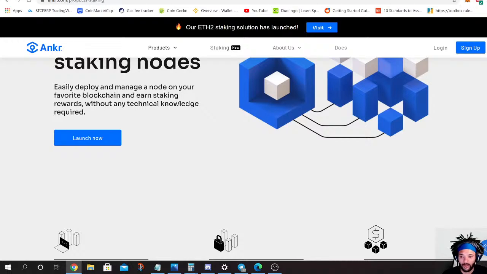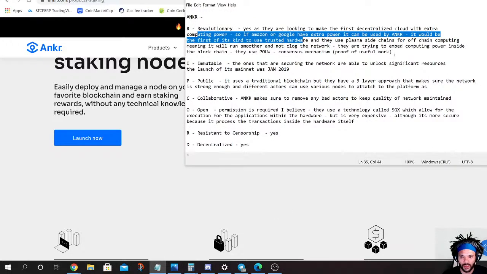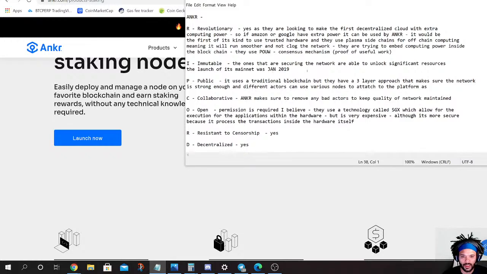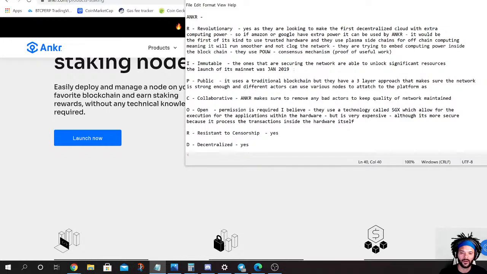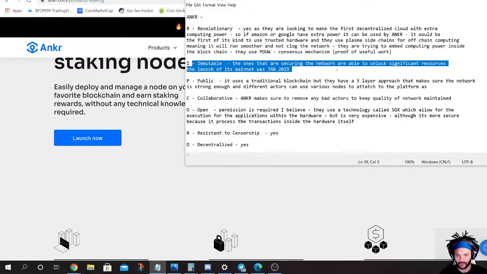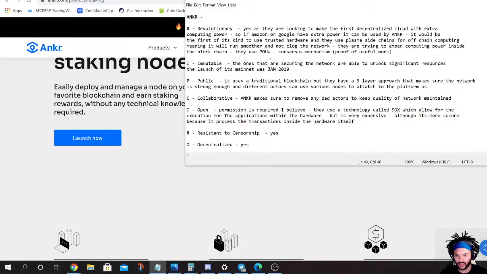All right, so going back to ANKR, going back to our notes, let's pull up what we look. So is it revolutionary? Yes. Is it immutable? The ones that are securing the network are able to unlock significant resources that launch off its mainnet. The mainnet was launched January 2019. Because ANKR does have off-chain transactions, those aren't as open, so you wouldn't be able to see those transactions. But I do believe ANKR is immutable as far as its on-chain action.